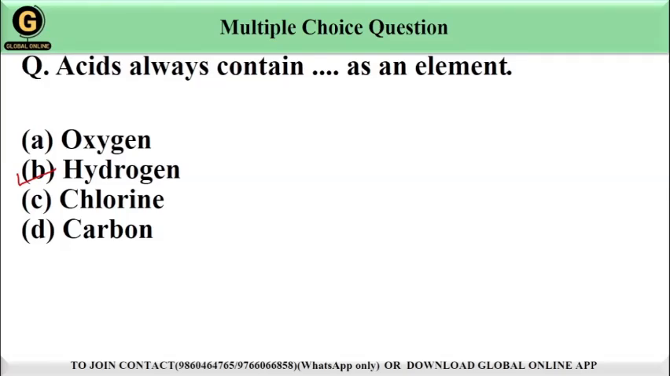While oxygen is often present in acids, for example sulfuric acid and nitric acid, hydrogen is the key element that makes a substance acidic. So the correct option is option B, hydrogen. Let's move to the next question.